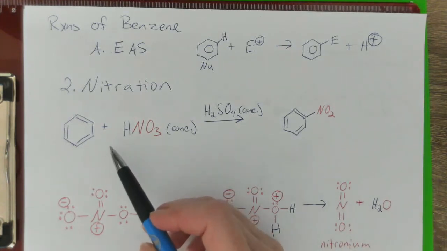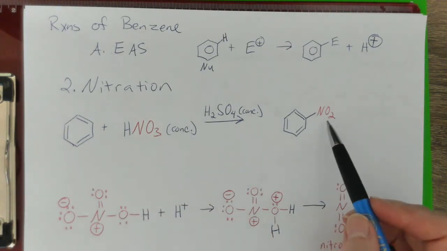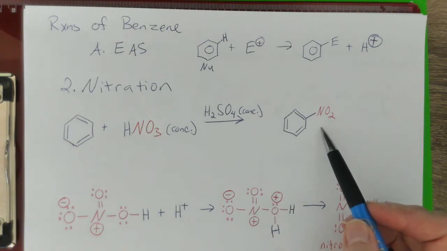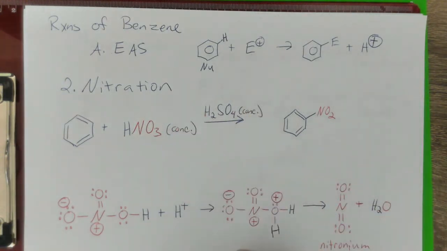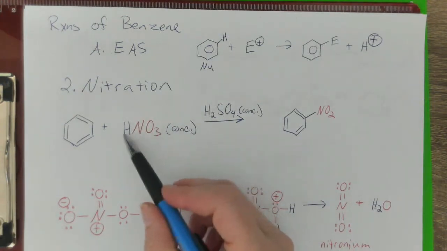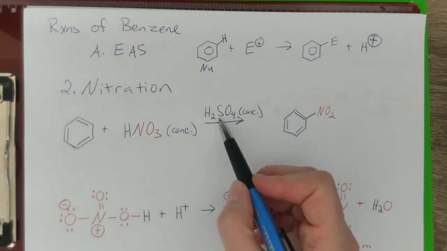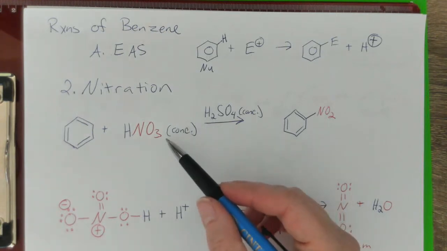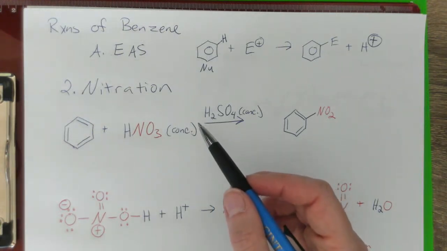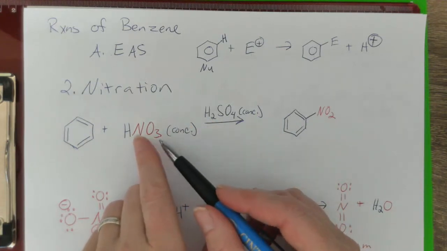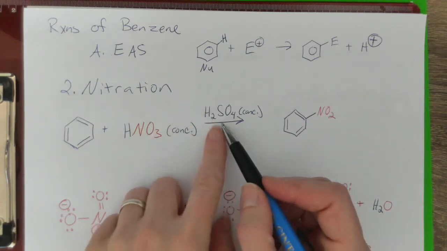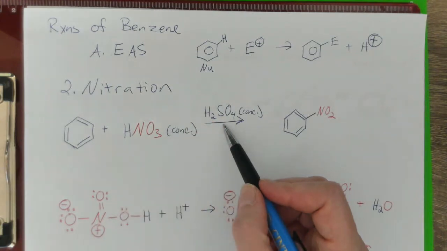So when we nitrate a benzene ring, we end up with a nitro group on the ring. And we do this using 2 concentrated acids. We use nitric acid and sulfuric acid. And so you're both familiar with these inorganic acids. You know that they're strong acids. Nitric acid happens to be a little bit weaker than sulfuric acid.